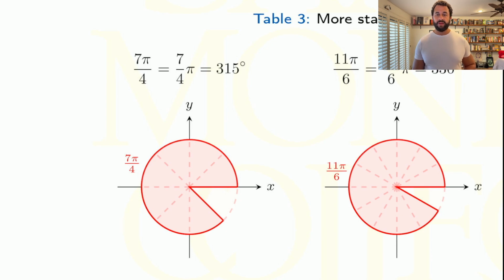7/4 pi, 1 3/4 pi. 1, 2, 3, 4, 5, 6, 7. That's one whole pi, and then another 3/4 of pi. So that's where that angle 315 degrees lies, or 7 pi over 4, or 7/4 pi.